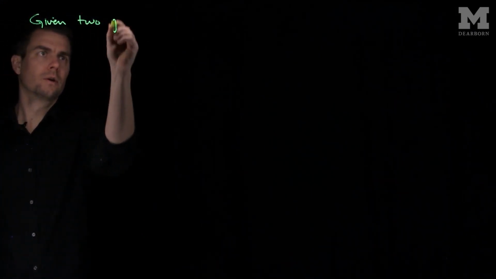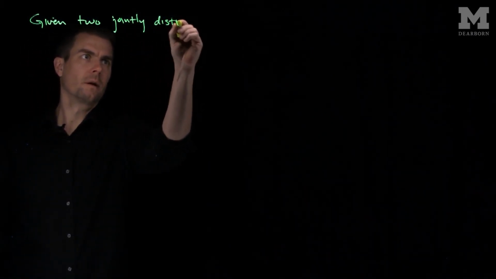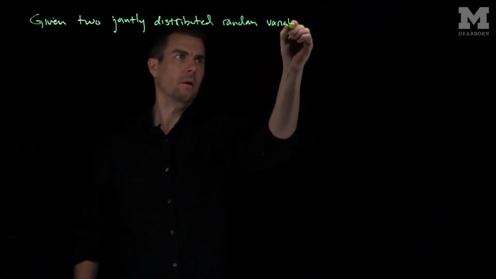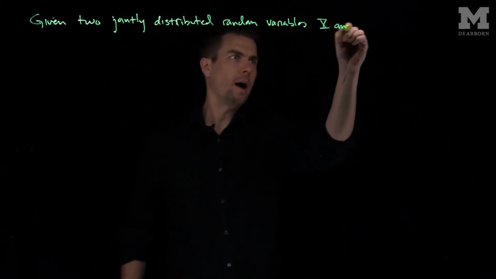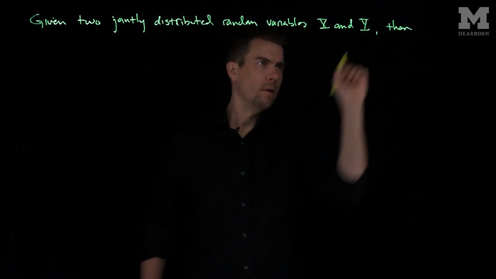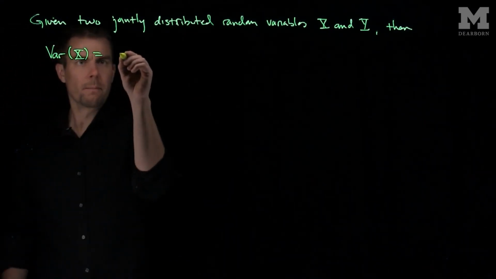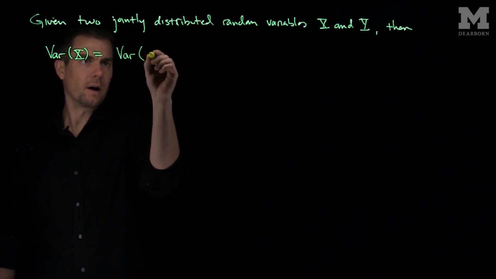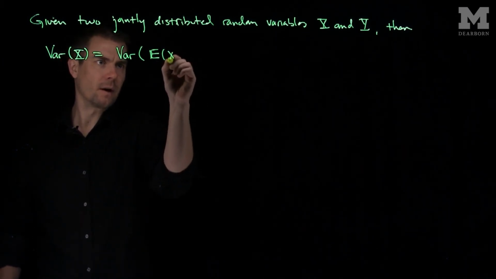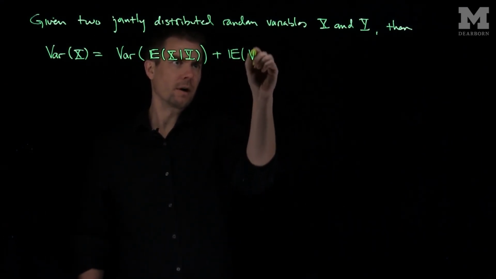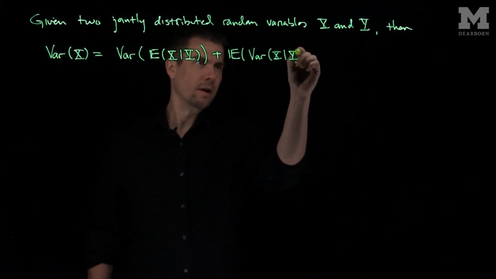Hello students, in this video we'll discuss the law of total variation. If we're given two jointly distributed random variables, X and Y, then the variance of X can be computed by finding the variance of the conditional expected value of X given Y, plus the expected value of the variance of X given Y.